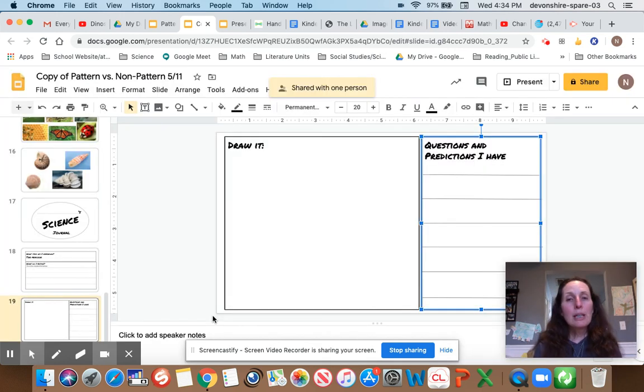Now, if you're doing it on Seesaw, you'll just click the yellow check to say that you're done and that will hand it in. So have fun looking at patterns in nature and I hope it challenges your mind. Thanks.